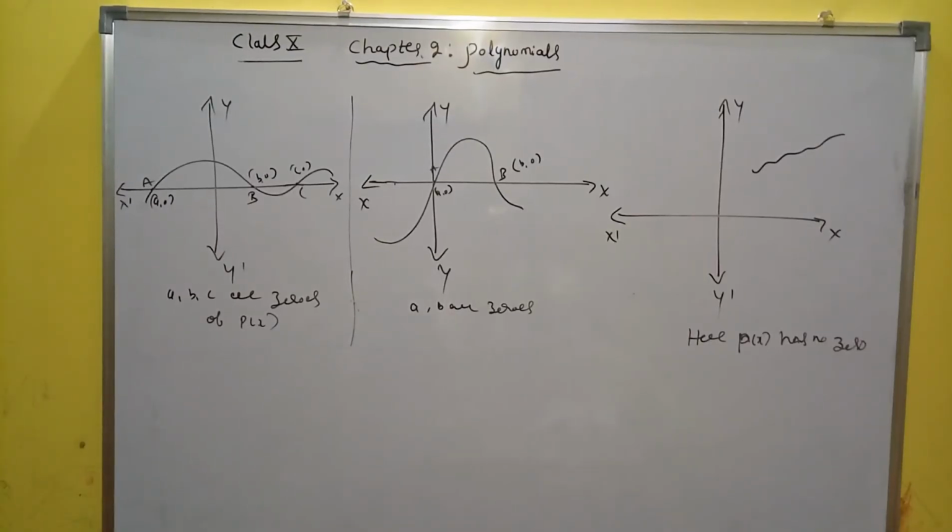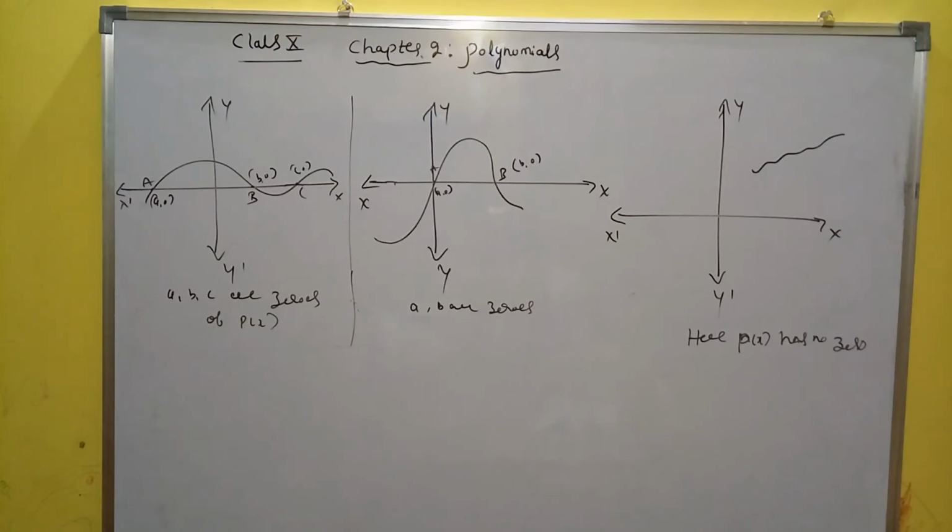Okay, next we have to understand the geometrical meaning of the zeros of a polynomial. Geometrically, the zeros of a polynomial, say p of x, are the x coordinates of the points where the graph of y equals p of x intersects the x-axis.